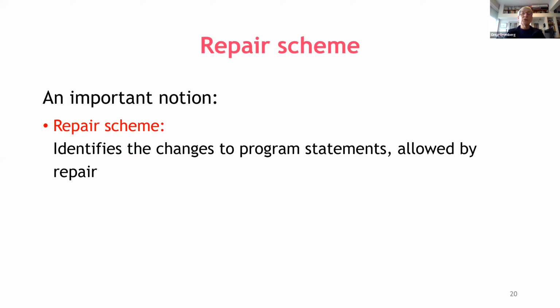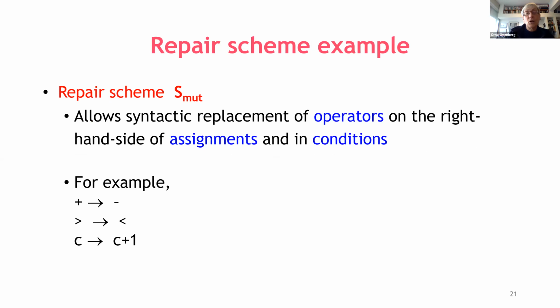It turns out that in order to define must fault localization, we need to be aware of the repair scheme that we can use. A repair scheme identifies the changes to the program statement that are allowed by the repair. So for instance, we can exchange plus by a minus, greater than by smaller, and a constant C by a constant C plus 1, and so on. Usually this kind of repair scheme is called S-mute, mute for mutations like in genetic works, for instance.